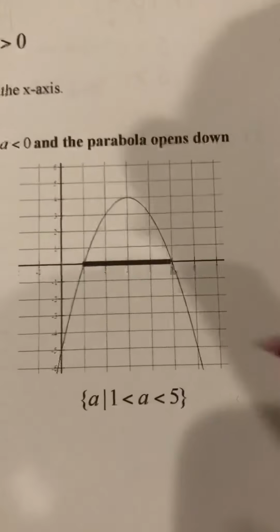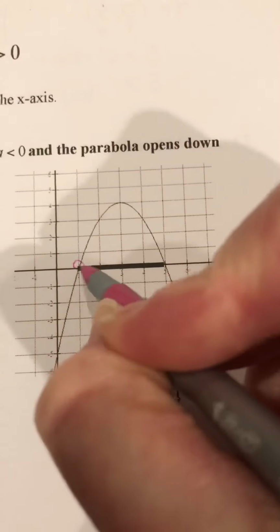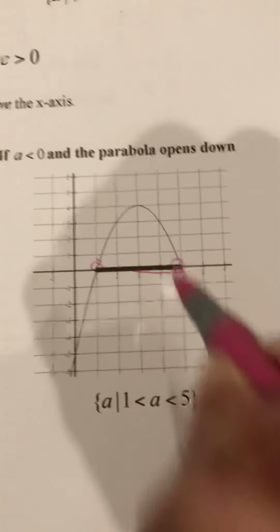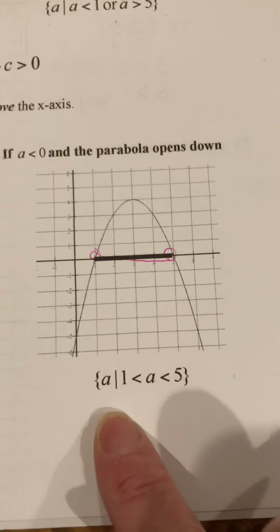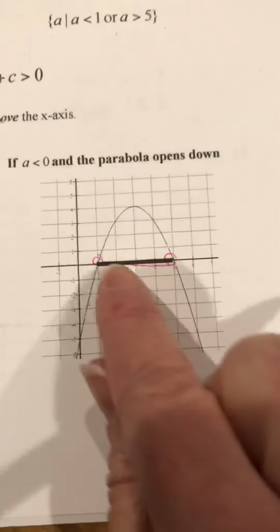The other one, where it opens down, now your values that are greater than 0 fall between 1 and 5. So 1 is less than a, which is less than 5. Any value here gives you that positive y value.